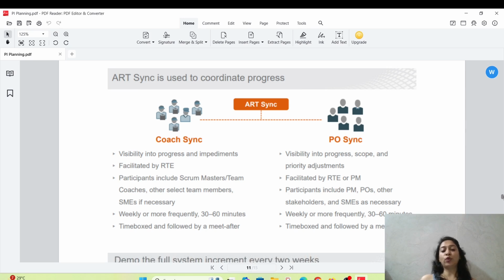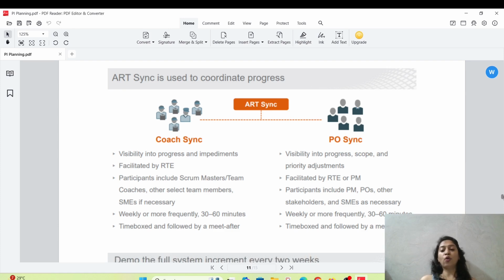Visibility into progress and impediments is facilitated by the RTE. Participants include scrum masters, coaches, and other team members as well, and SMEs if required, subject matter experts. Then there is a weekly or more frequent 30 to 60 minute sync meeting. It is a time-boxed event followed by a meet after. How will the PO get visibility into progress, scope, and priority adjustment? What the Scrum Master coach does is progress and impediments, and what the PO does is progress, scope, and priorities adjustment.